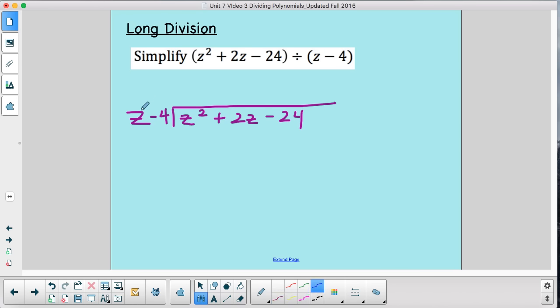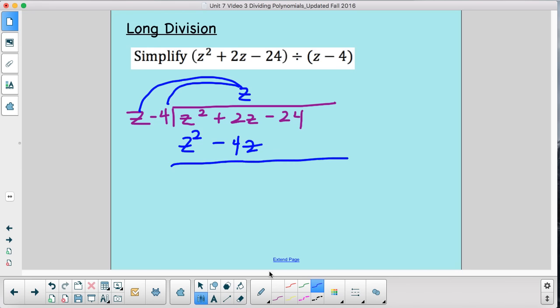Then we go ahead and we say, well, z times what gives me z squared? Well, z times z gives me z squared. So I take z times z, which is z squared, and then z times negative 4. I got to do it to both. And I get negative 4z. Then just like old school, we always subtract. The only difference here is that it's a binomial, so we have to do it to both things. So it makes negative, positive. We subtract. So these cancel. I have 2z plus 4z, which gives me 6z. And just like old school, bring down that negative 24.